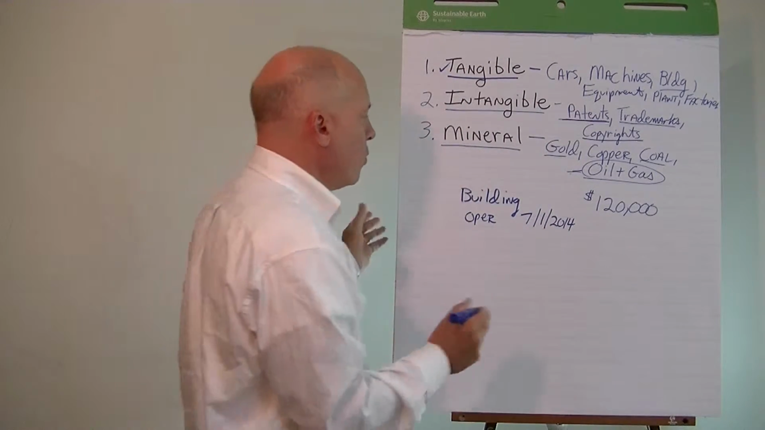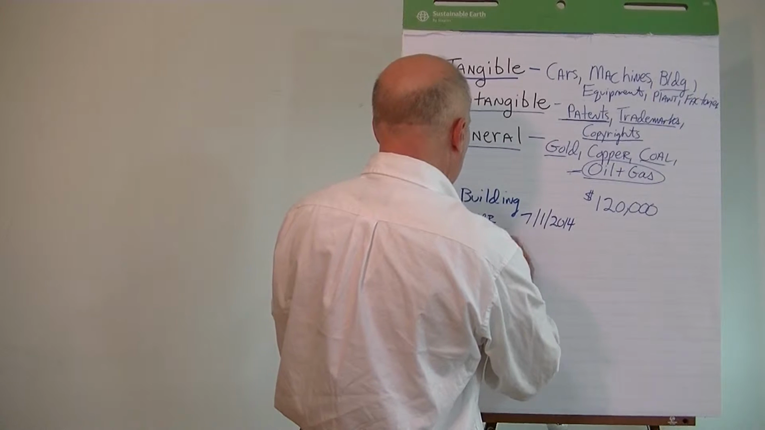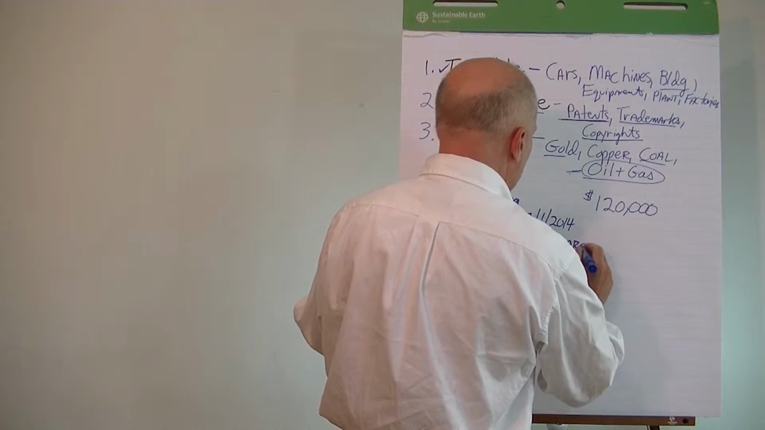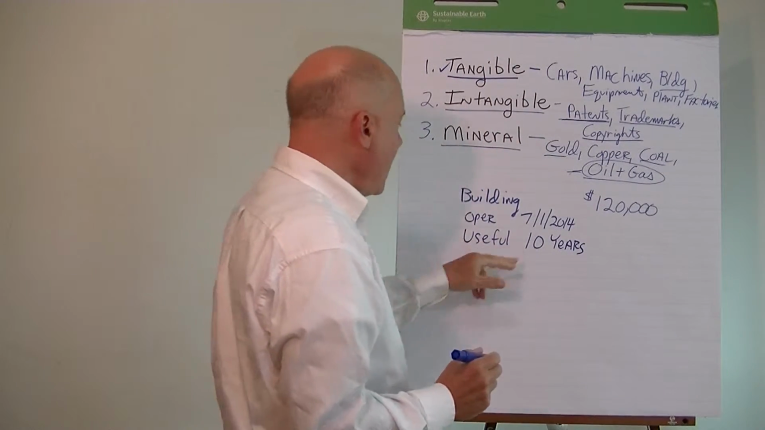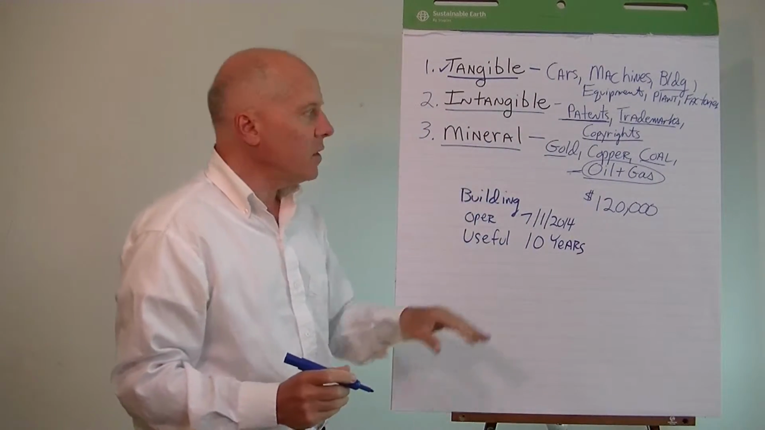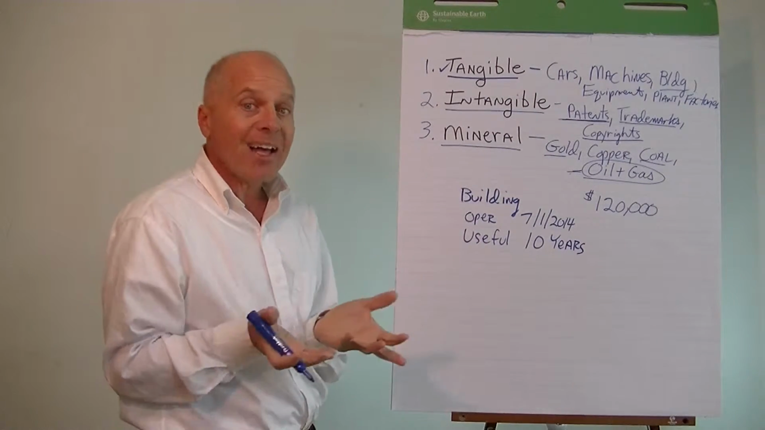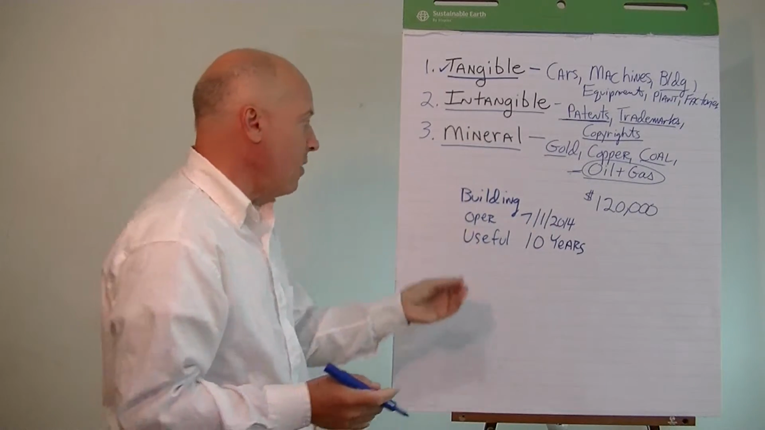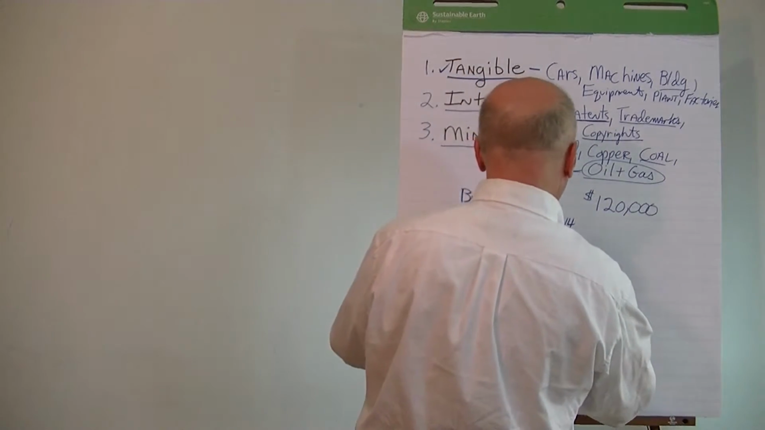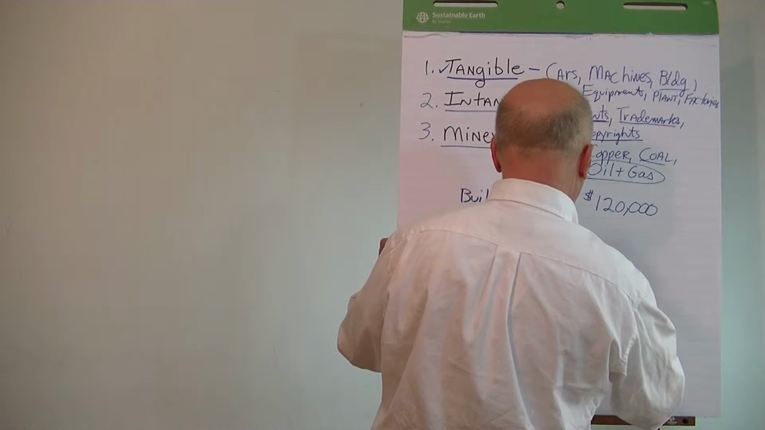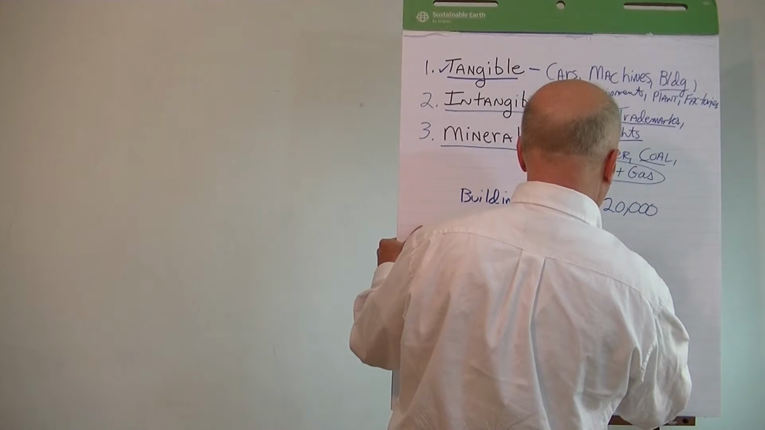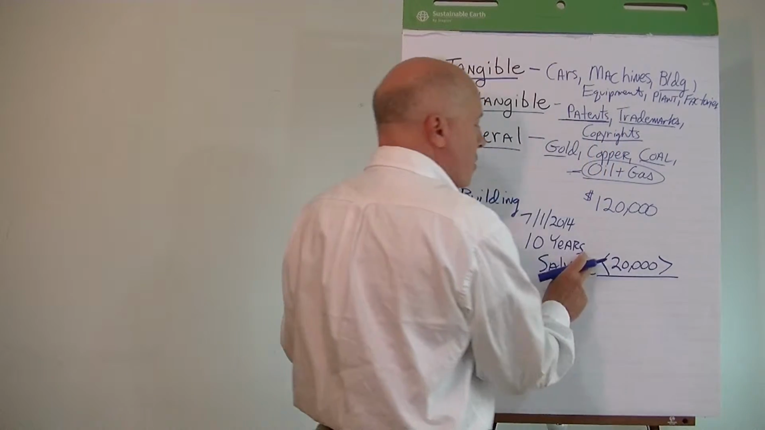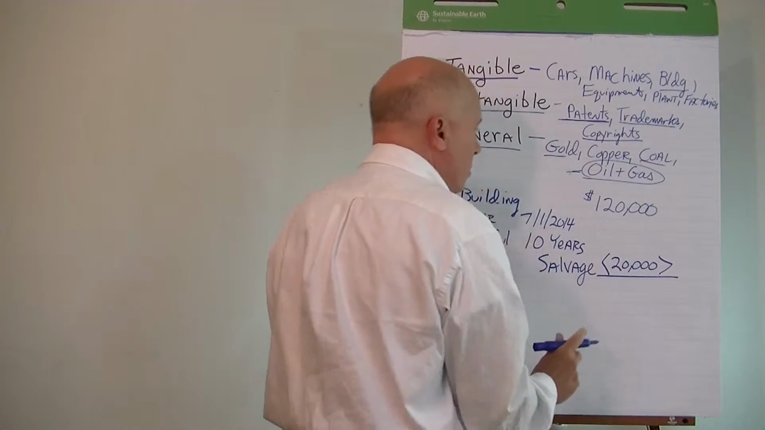And we will determine that the useful life of the asset, the building, is 10 years. And at the end of 10 years, some of these assets have some value to them. That's referred to as residual or salvage value. So we may have some salvage value involved. And let's keep this real simple. Let's say at the end of 10 years, we can get $20,000 for the building.